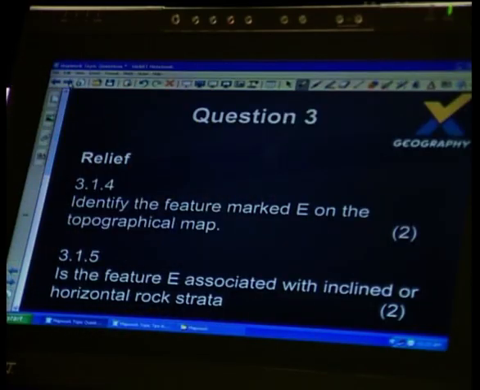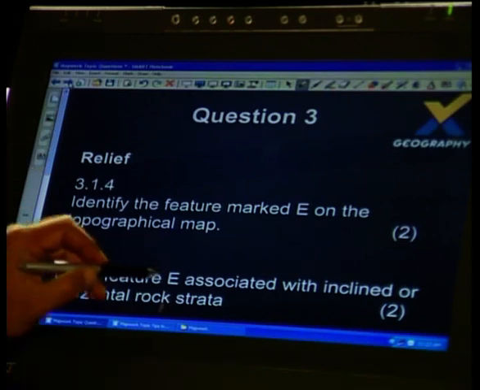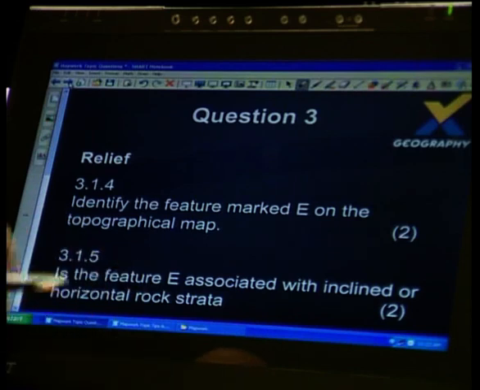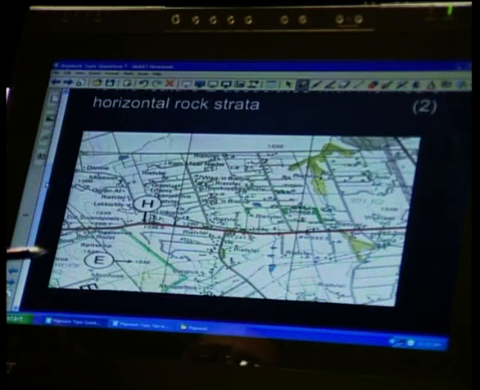So direction, you know. The next thing we could also get is identifying features on the map and the photograph. It comes out quite often. So let's look at a few of these things. It says here, identify feature E marked on the topographic map. I played around here because now this we need to check. It's actually also linked to your fluvial processes and landforms. For instance, two questions. Is the feature E associated with inclined or horizontal strata? So let's look at this. I look at feature E down here.